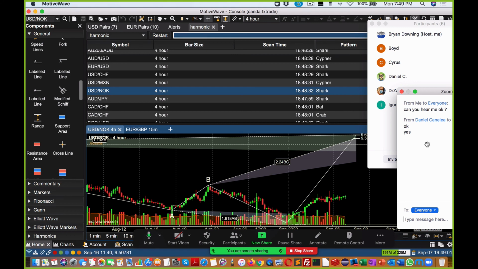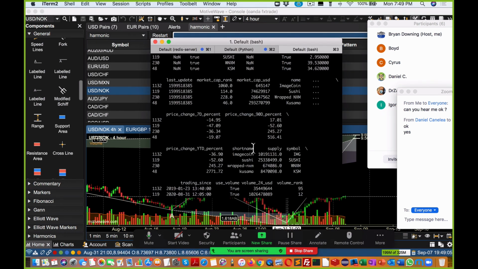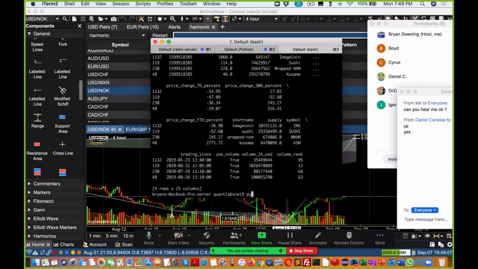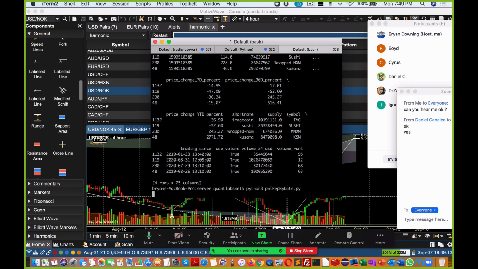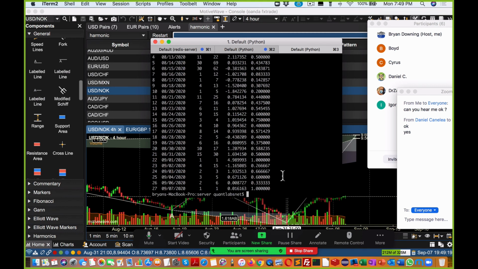Because I've been using crypto for a while, it's been fairly successful. I can show you the results so far on the bot here. So I have a bot that's been performing. What I'm about to show you is the daily returns.